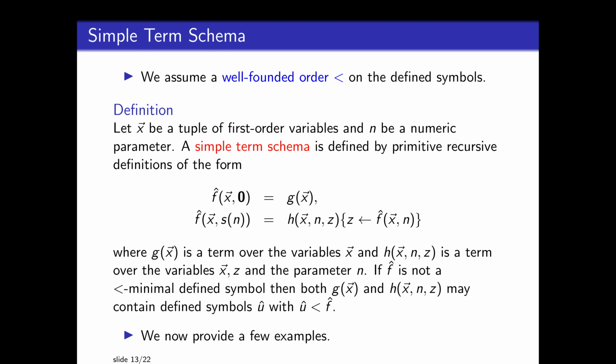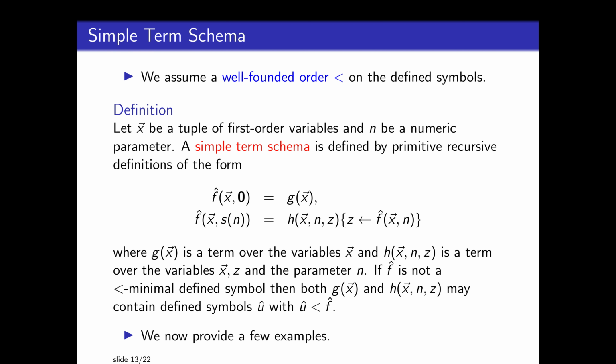All right, so this is just something to keep in mind. All of our symbols that are defined are ordered to make sure we have primitive recursive definitions. This is the formal definition of a simple term schema. As you can see, it's a lot like a primitive recursive definition. Most of this text is not really too important to read through. I will just skip through it.